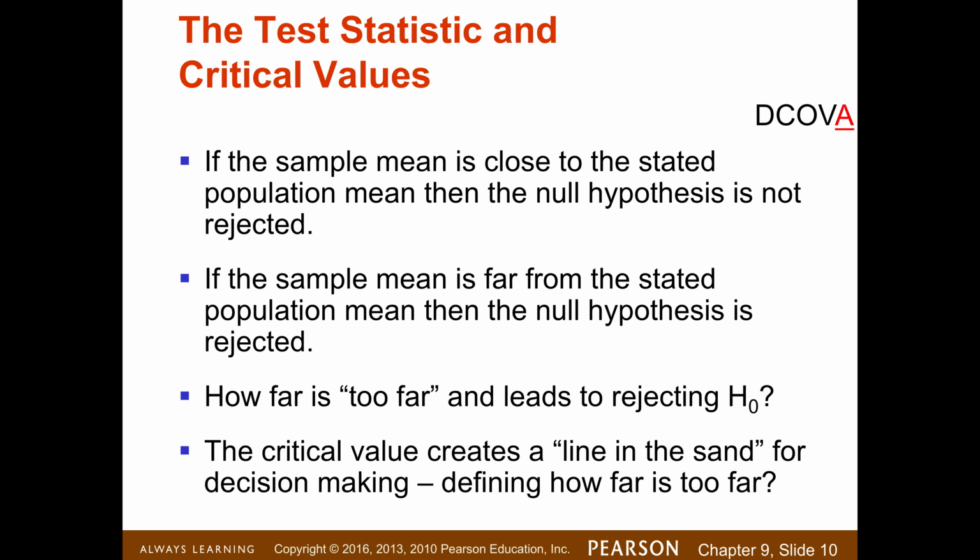That leads to a clear question: what do you mean by close and far? Those are kind of subjective determinations. Statistically, you know how rigid the things we do in statistics are. How far is too far? Where is the line in the sand that determines when a sample value is too far away to have any faith in the value stated in the null hypothesis? Well, we do that with what's called a critical value. The critical value creates this line in the sand.